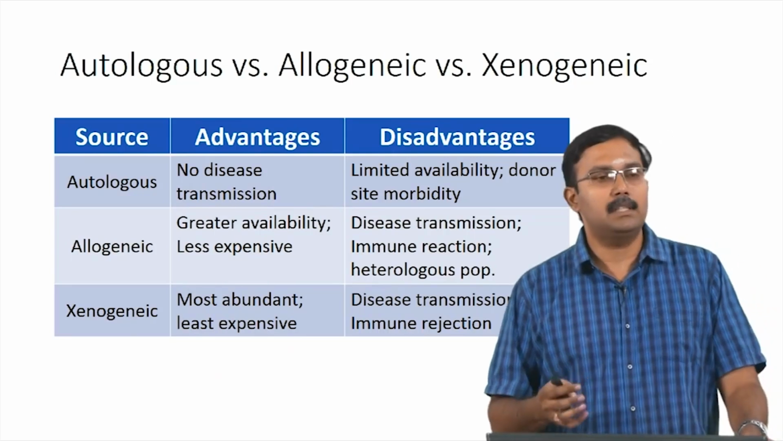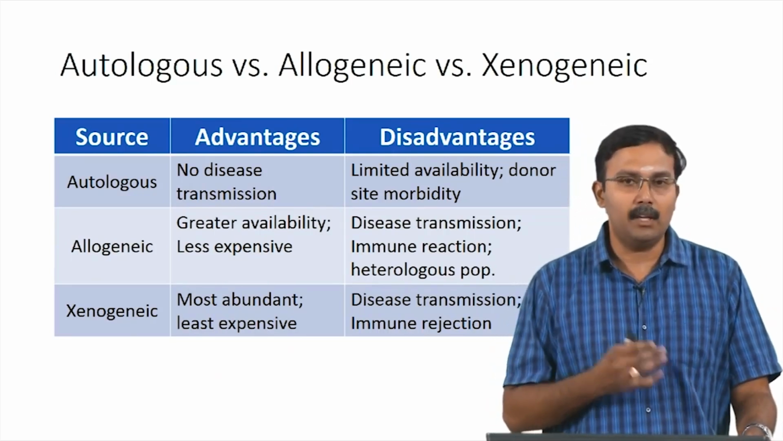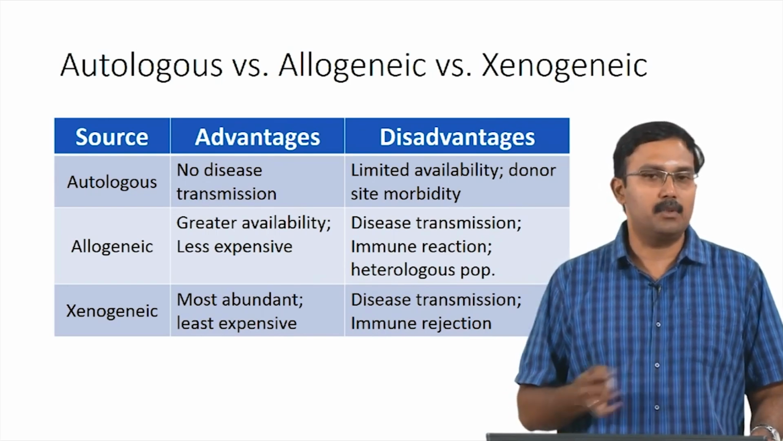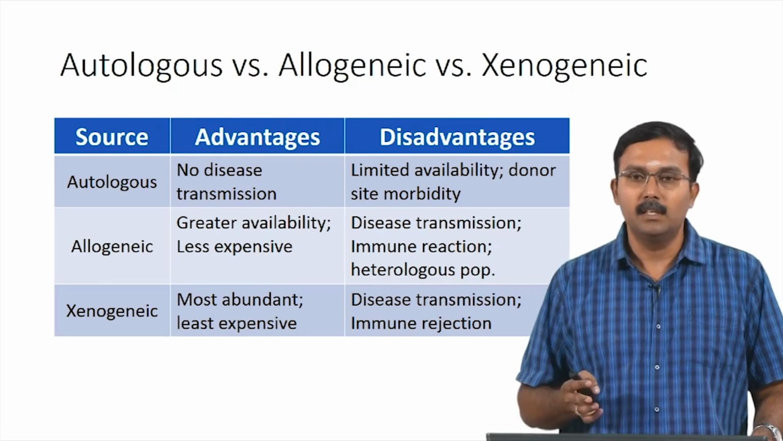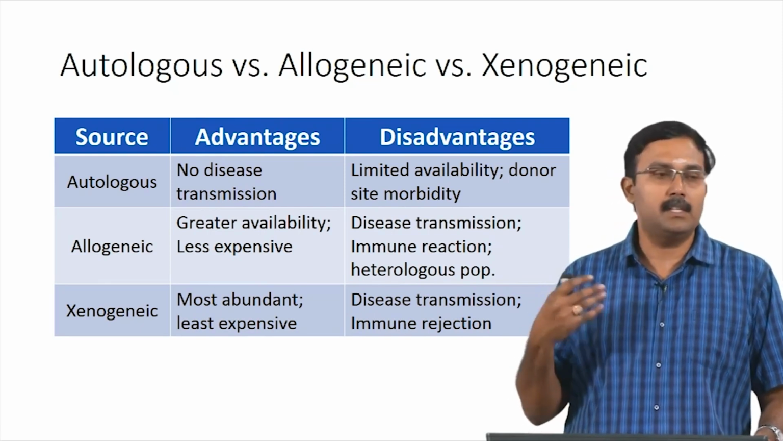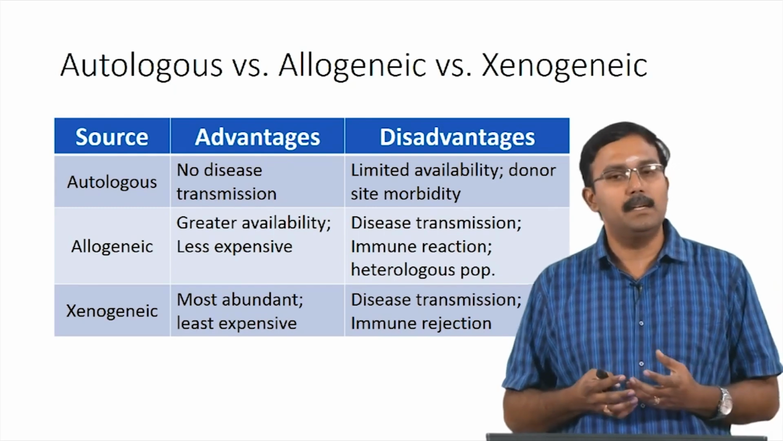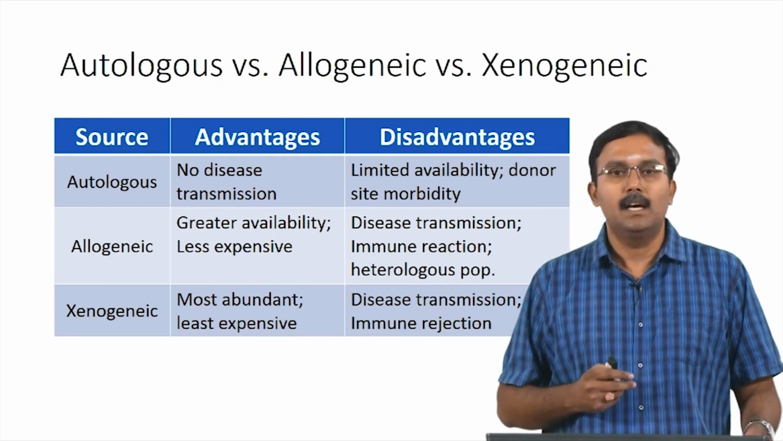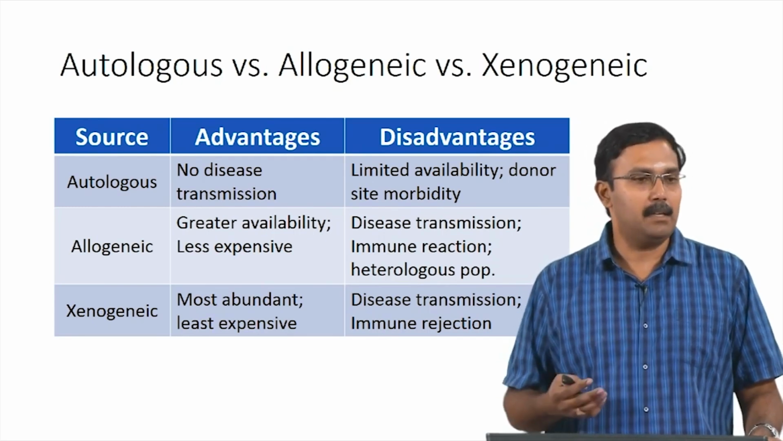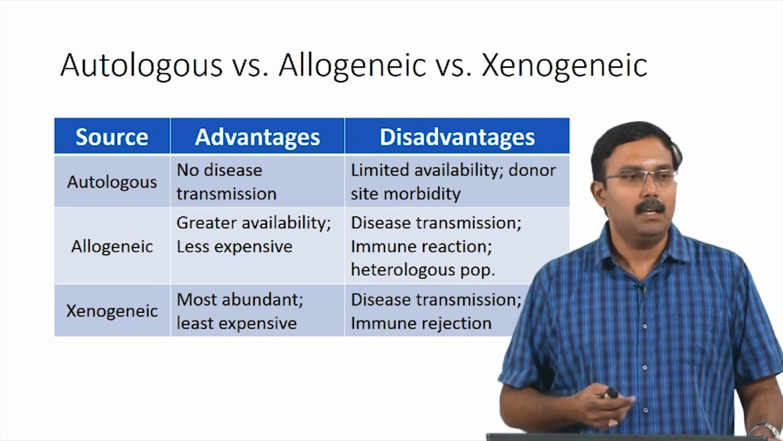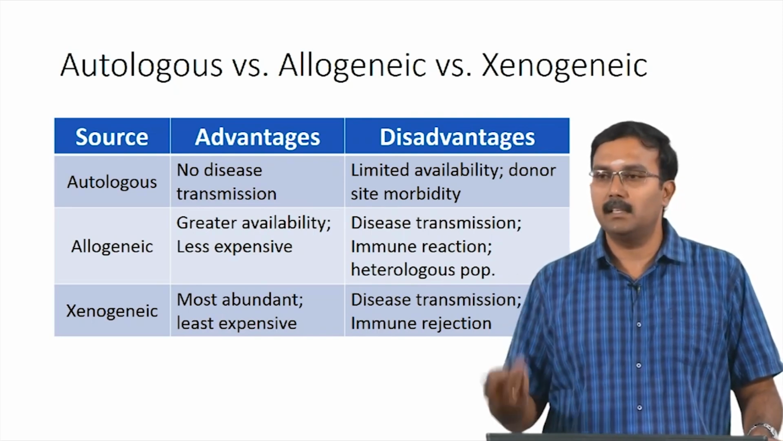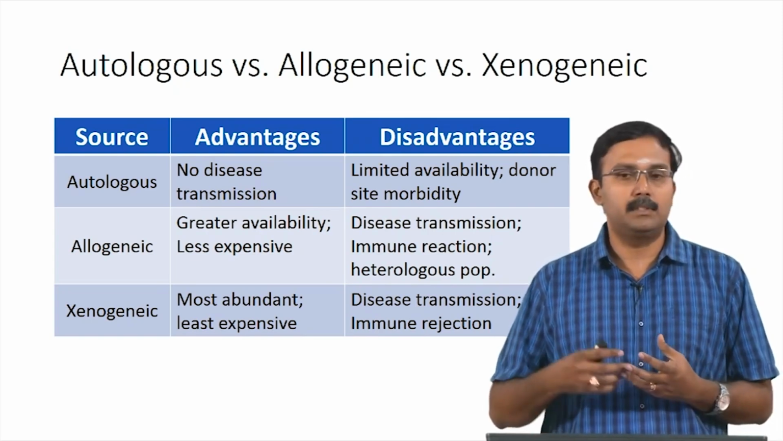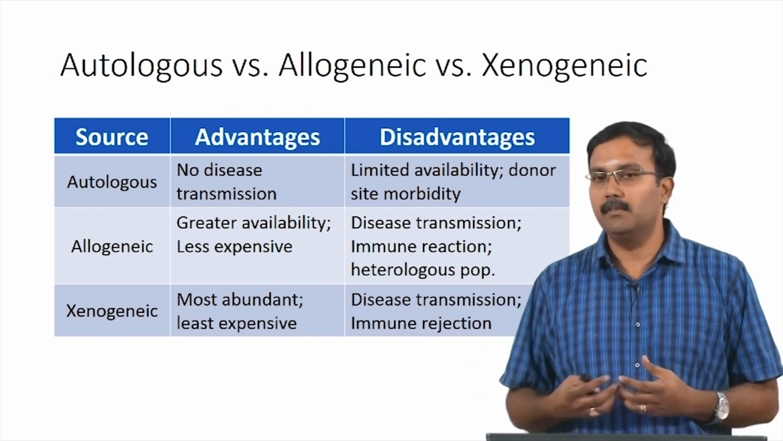So, autologous, allogenic and xenogenic cells have their own advantages and disadvantages. With respect to autologous cells, the biggest advantage is there is no risk of disease transmission or immune rejection, whereas the disadvantages are that there is only limited availability, and you would be injuring the site from where you are harvesting the cells. Allogenic cells have greater availability and are less expensive. However, there is risk of immune rejection and disease transmission, and you would also end up with a heterologous population when you use cells from another individual.